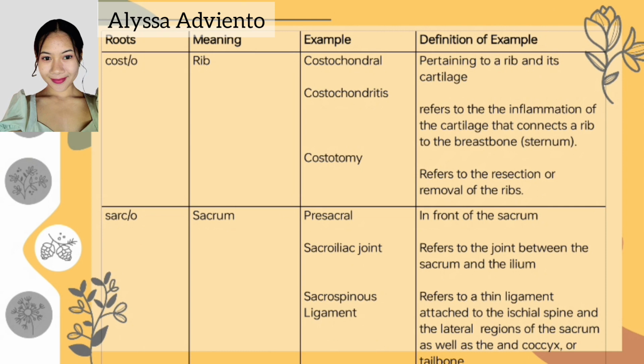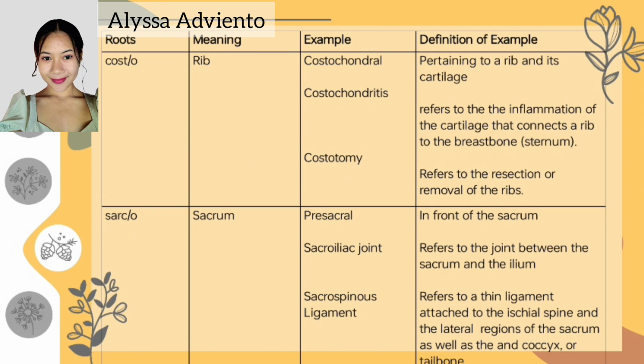The second example is costochondritis, which is defined as the inflammation of the cartilage that connects a rib to the breastbone. Costochondritis is characterized by local tenderness and pain in the anterior chest wall that may radiate. The symptoms may feel like the chest pain associated with a heart attack. For example, the chest wall pain in most cases is described as dull, aching, sharp, or stabbing pain that varies in intensity. So how do we ease the pain of costochondritis?